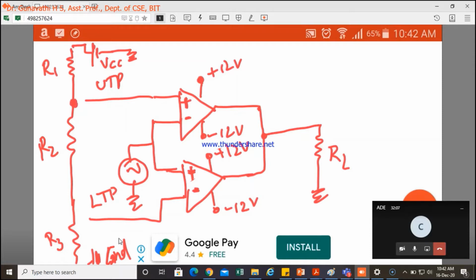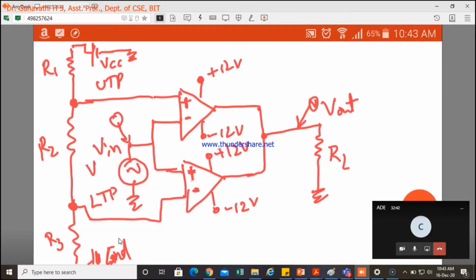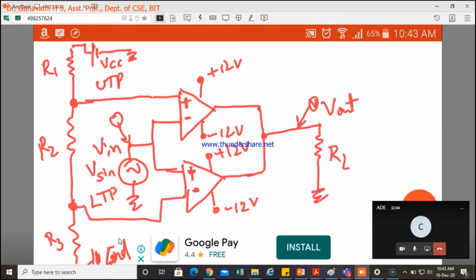I extract the potential across this, which is the upper threshold voltage, and the potential across this, which is the lower threshold voltage. This is the input, V in, and this is the output, V out. If I do this circuit in the PSpice simulator, I'll place a voltage marker and label it. The input we apply here is a sine wave.